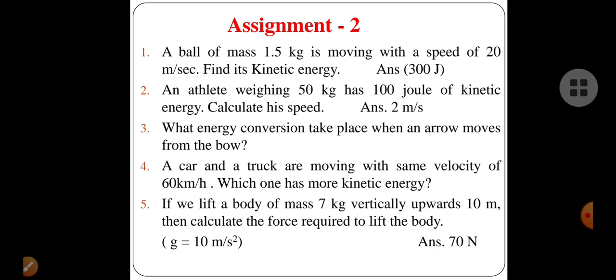Assignment number 1 I have given you already with the topic work. This is assignment 2. Question number 1: A ball of mass 1.5 kilogram is moving with a speed of 20 meter per second. So mass is given, speed is given, find its kinetic energy. It is a directly formula-based question and you will get the answer. You solve this question and match your answer to see whether it is correct or not. That's why I have written answers along with the questions.